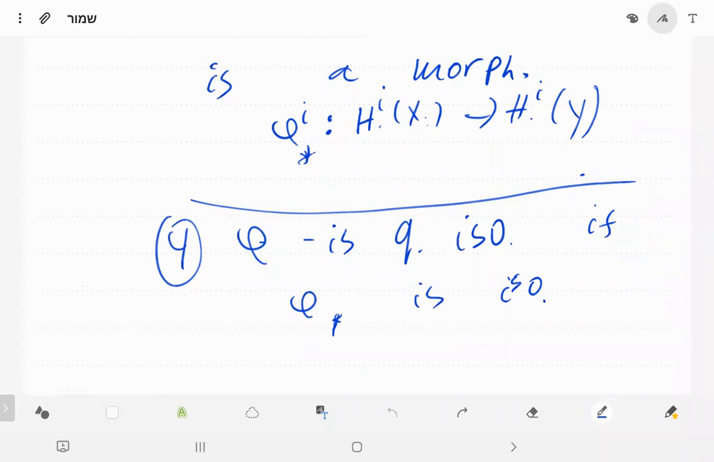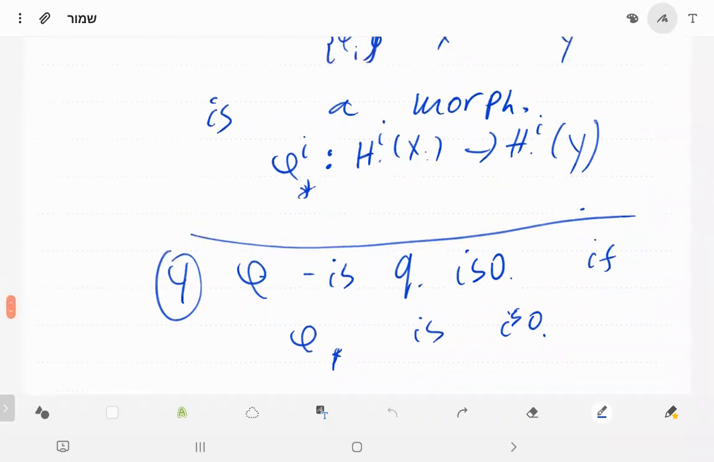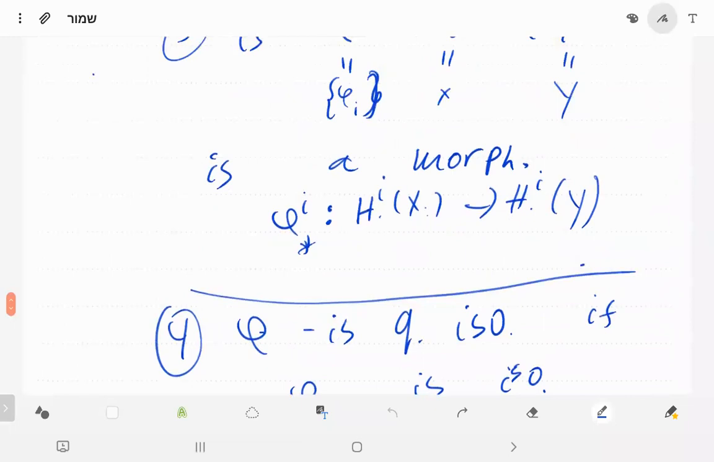Except in degree i, how is the map defined? So I take the map phi_i and restrict it to the kernel of d. And of course the image will lie in the kernel of d. And then I notice that it also maps the image of the previous d to the image of d. And so it induces a map on the quotient, which we'll call phi_i star.